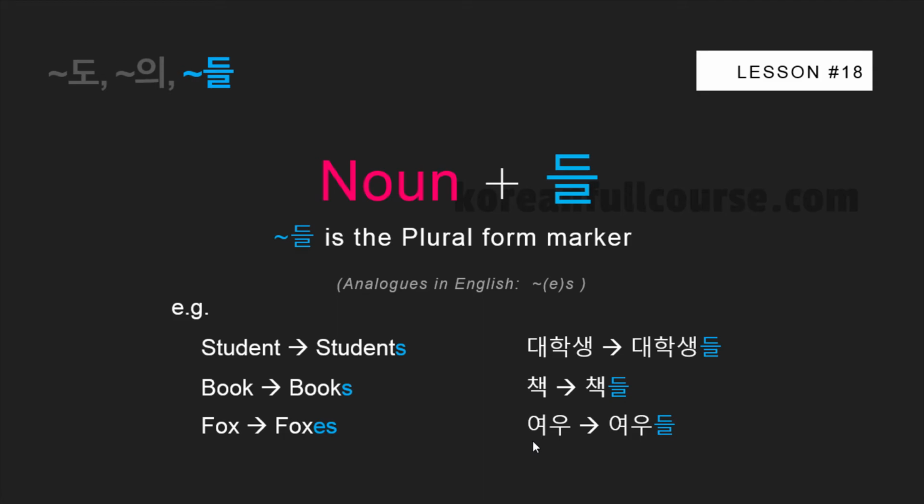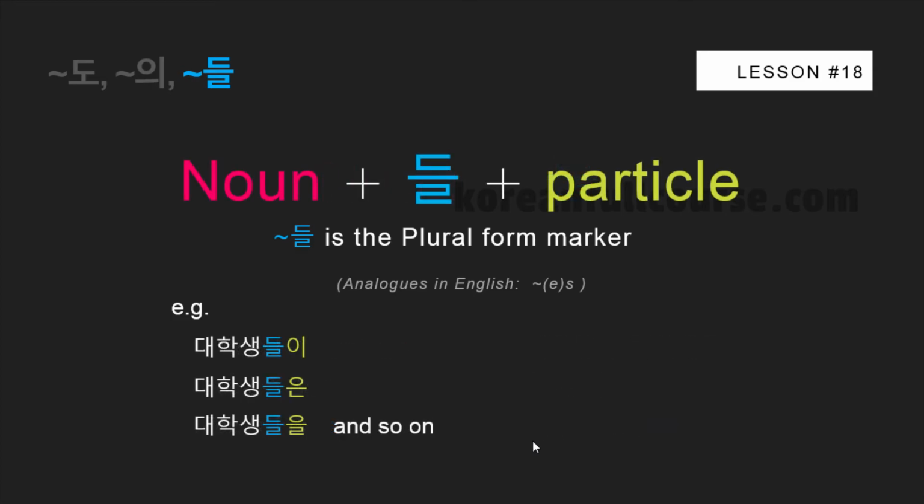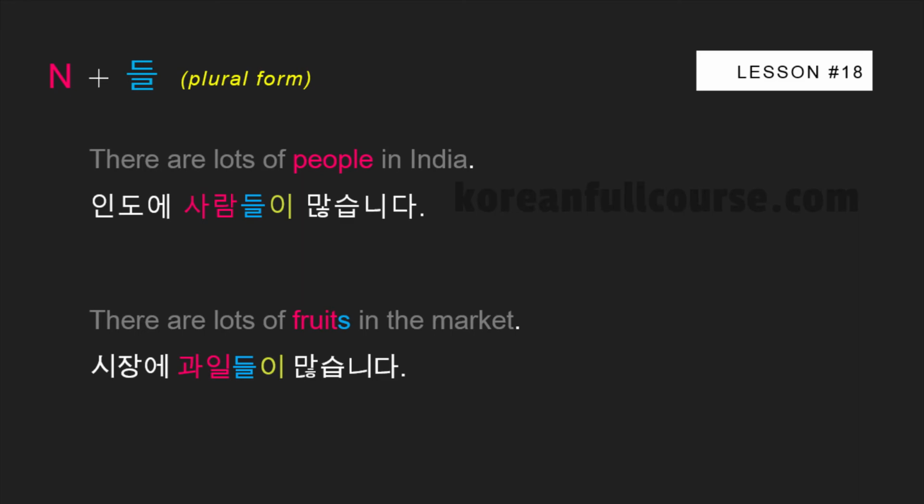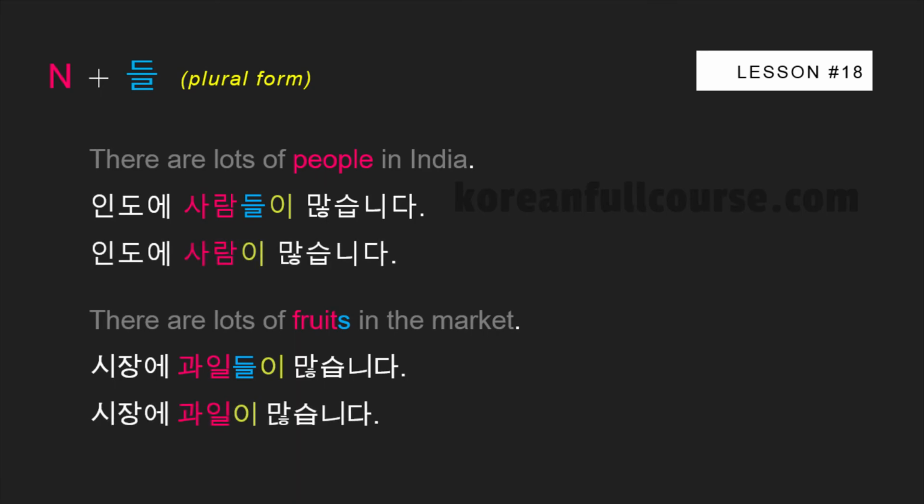And if you want to add prepositions, case markers, or anything else, add them after the particle. 대학생들이, 대학생들은, 대학생들을, and so on. An interesting thing about the plural form in the Korean language is that in most cases the plural form particle is omitted. There are lots of people in India. 인도에 사람들이 많습니다. And 인도에 사람이 많습니다 mean exactly the same thing even though we did not put 들 in the second sentence.